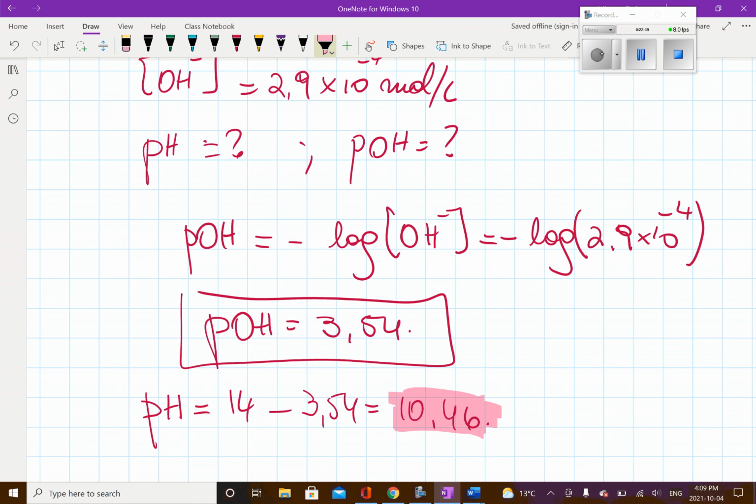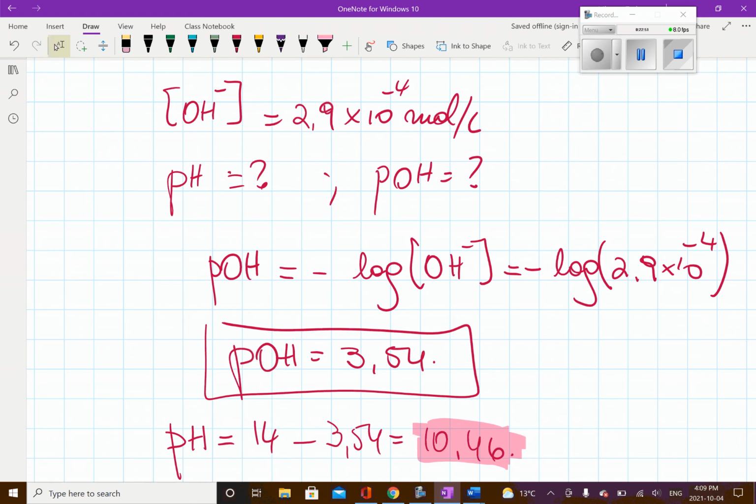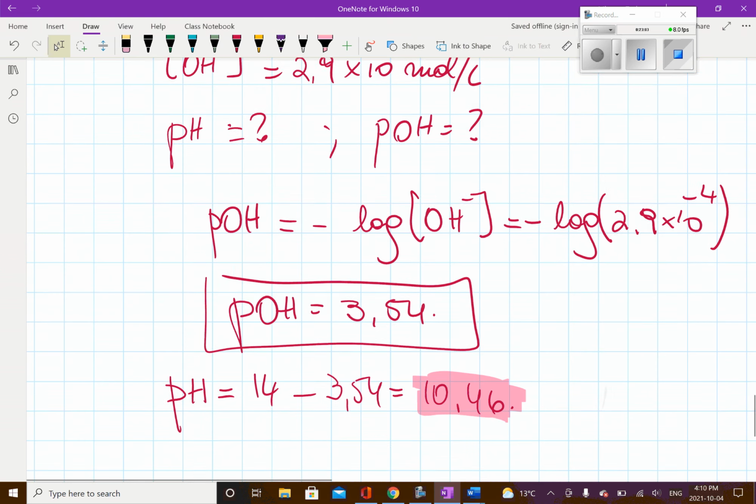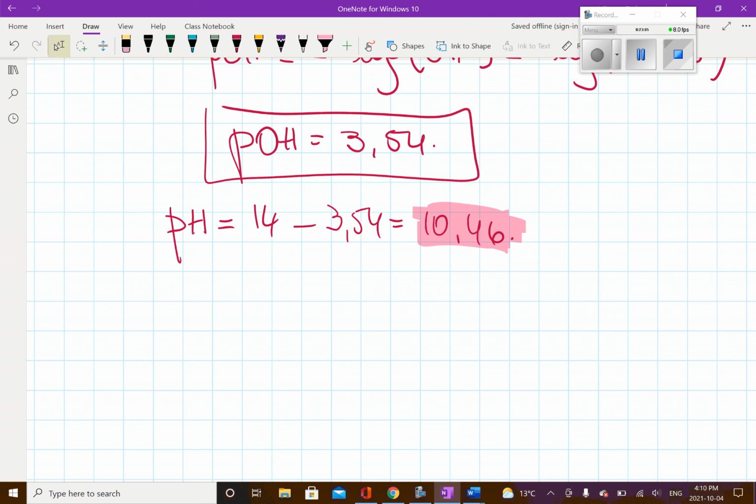So the pOH is 3.54 and pH is 10.46. Again, keep in mind that for pH and pOH, the significant digits are counted only as the digits after the decimal point, because the whole number is the exponent, and when we express it as 10 to the power of, that is not counted.